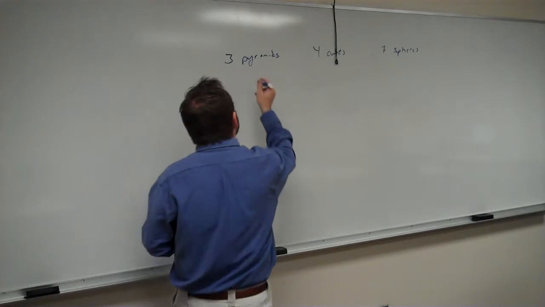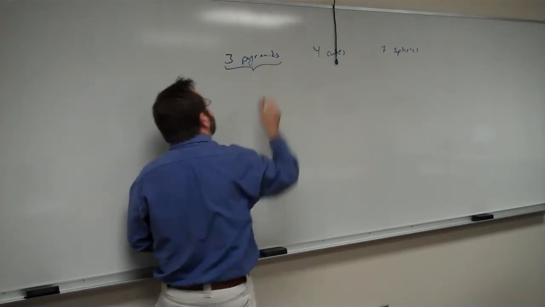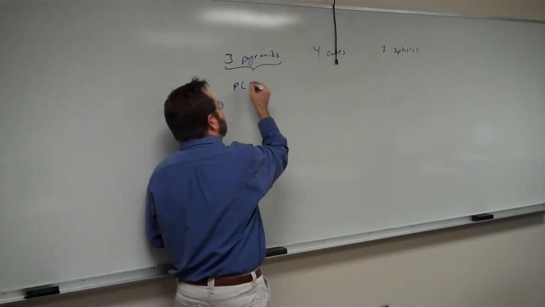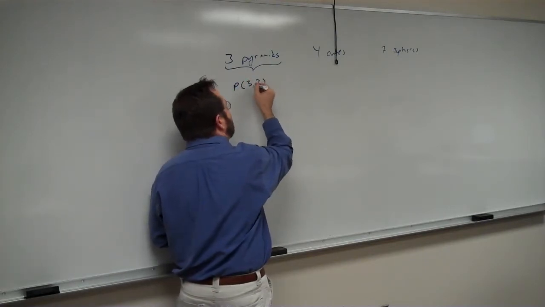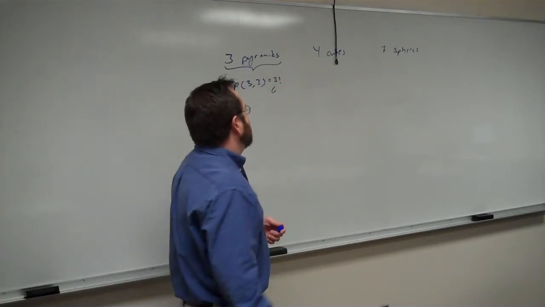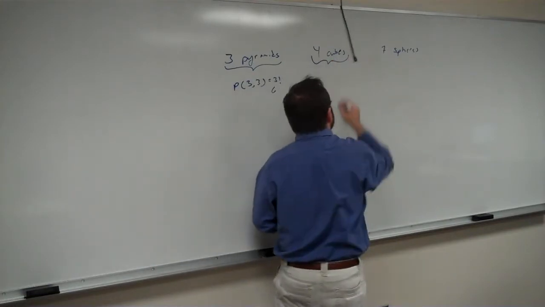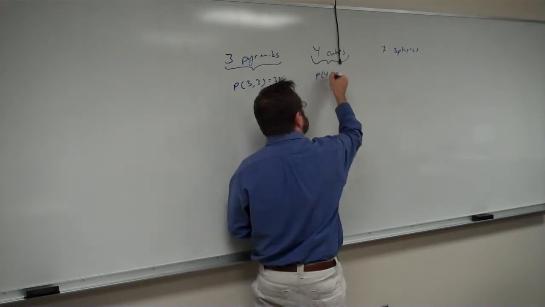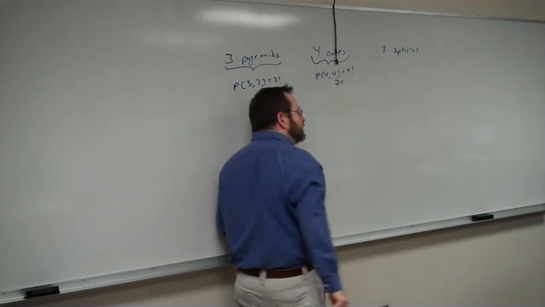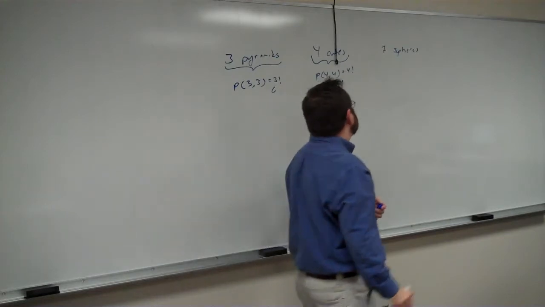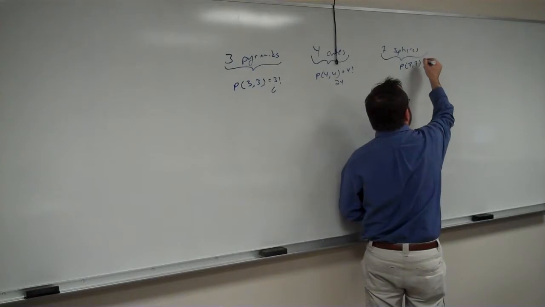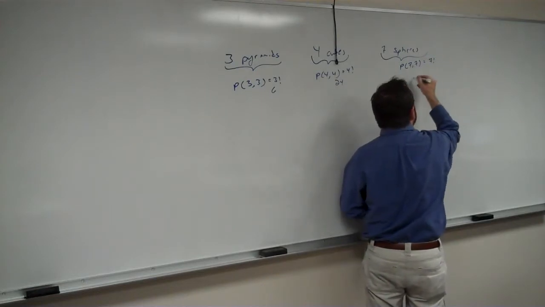So, wait a minute. How does this work? How many different ways are there to arrange 3 pyramids? We now know the pattern, right? This is the permutations of 3 things taken 3 at a time, which is going to be 3 factorial, or 6. How many different ways are there to arrange 4 cubes? We now know the pattern. It's 4 things taken 4 at a time, which is 4 factorial, which is 24. And how many different ways are there to arrange 7 spheres? There are 7 spheres taken 7 at a time. It's going to be 7 factorial, which I don't know off the top of my head.